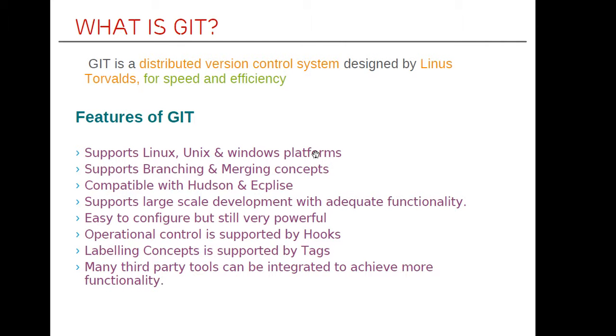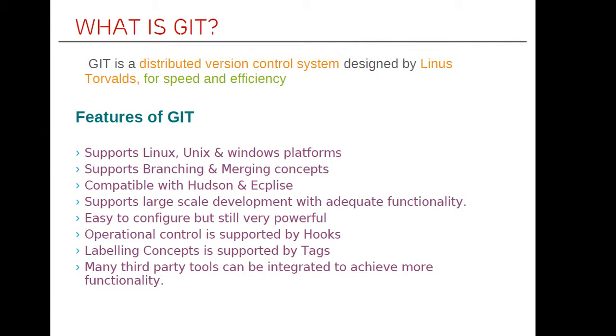So what is Git? Git is a distributed version control system which was designed by Linus Torvalds for the Linux kernel development in 2005. The main goal for its design was speed and efficiency.